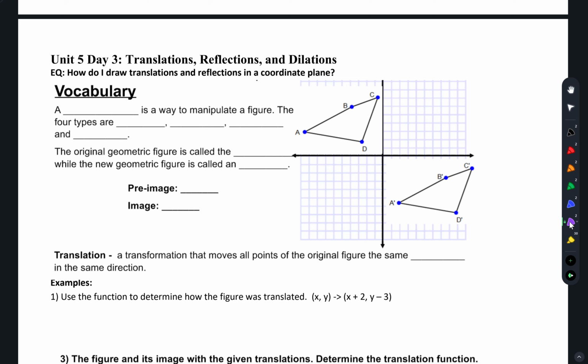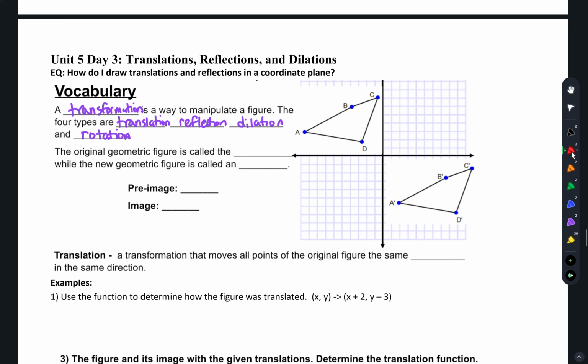So for Unit 5, Day 3, we're going to be starting by talking about transformations. A transformation is any way to manipulate a figure. We have 4 types, and we're going to talk about 3 of them today and 1 of them tomorrow. Those 4 types are translation, reflection, dilation, and tomorrow we'll talk about rotation.